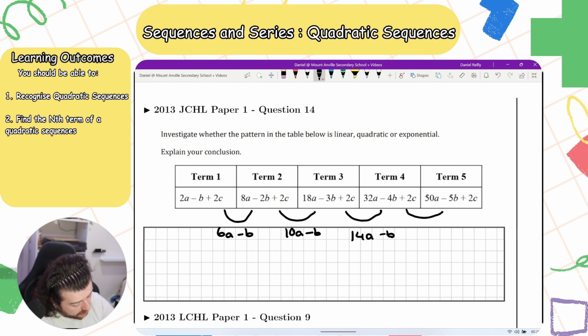And then here, 32a up to 50a is 18a. And then minus 4b to minus 5b is minus b. Let's look at the second difference now, because my first difference here is not the same, so it's definitely not linear.